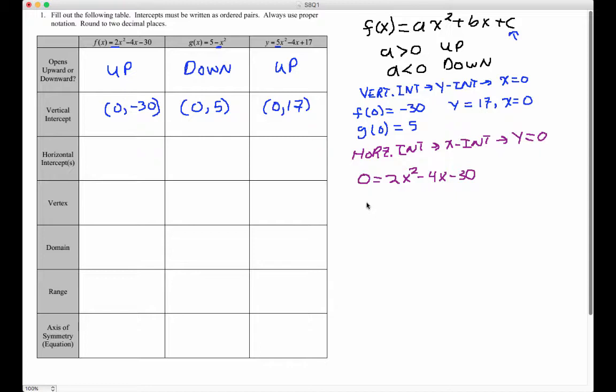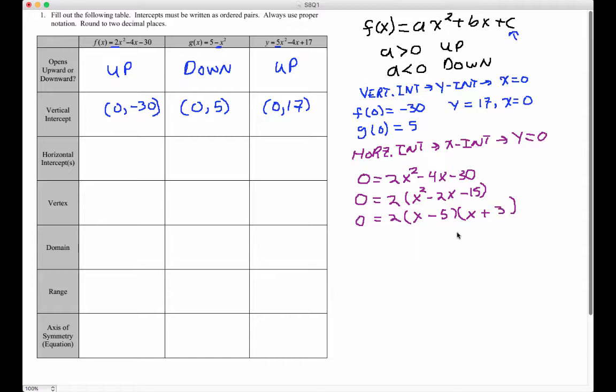So probably the most important type of factoring you're ever going to learn how to do in any mathematics class is factoring out a greatest common factor. So let's do that on the right hand side here. So that's 2 times x squared minus 2x minus 15. And then hopefully we see pretty quickly that this factors into x minus 5 times x plus 3.